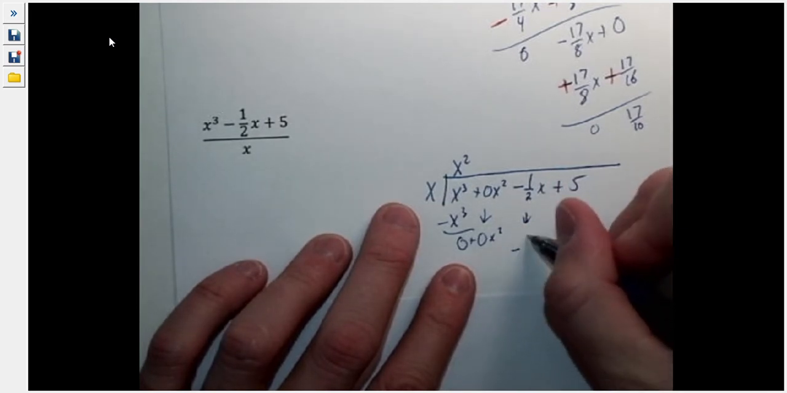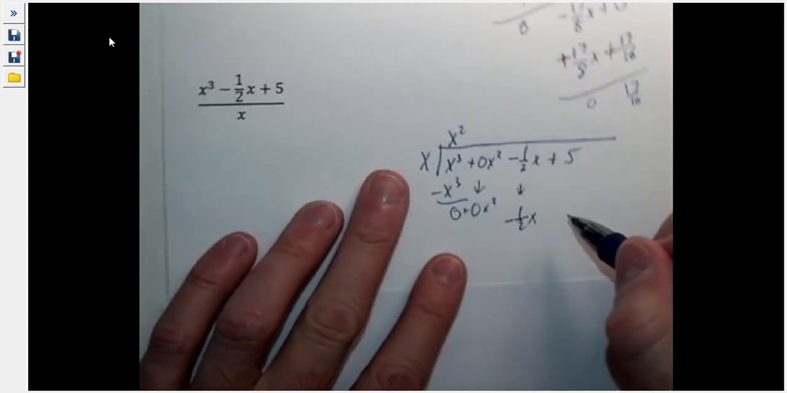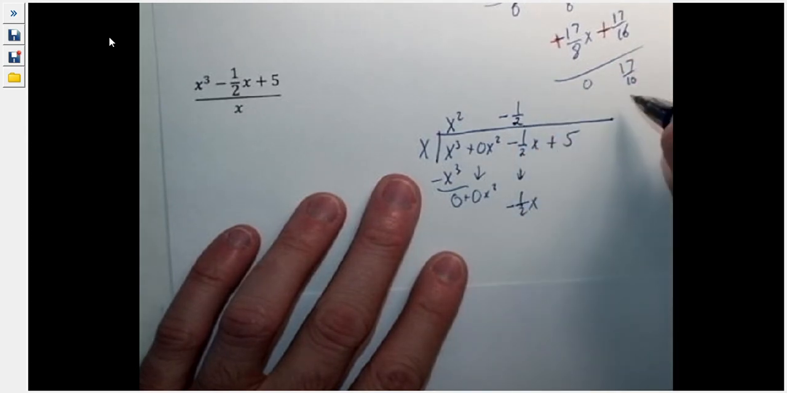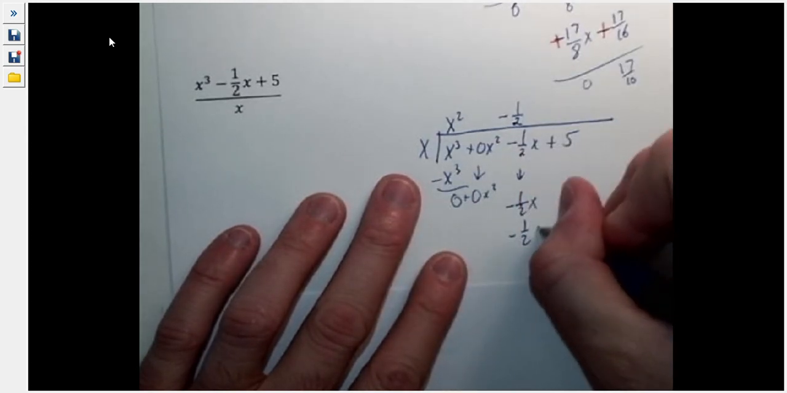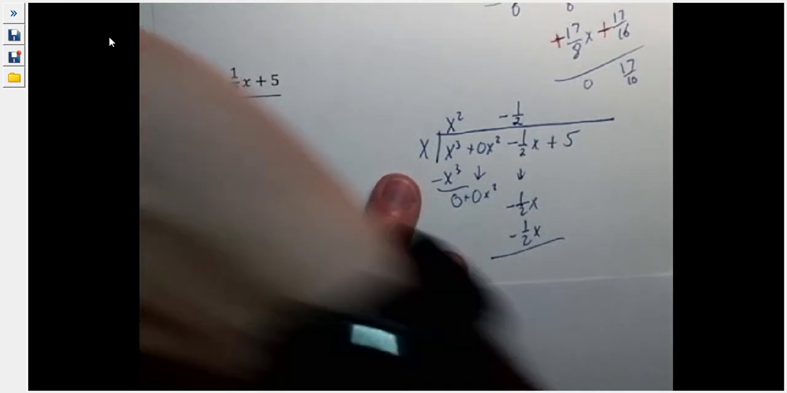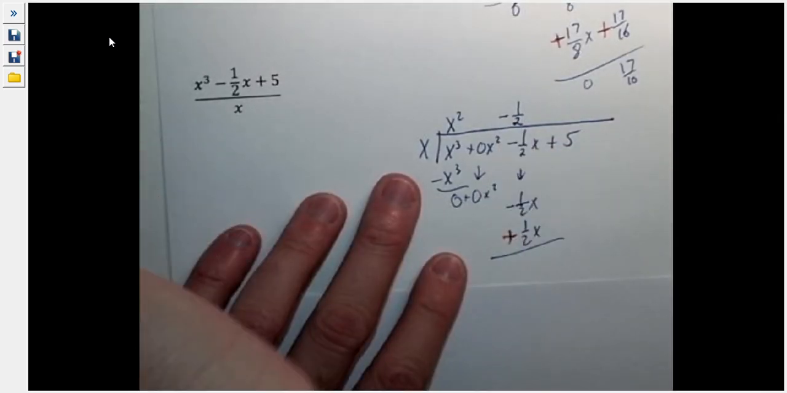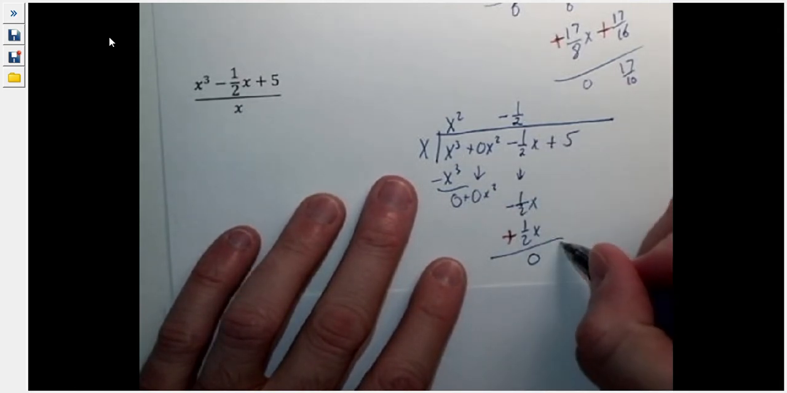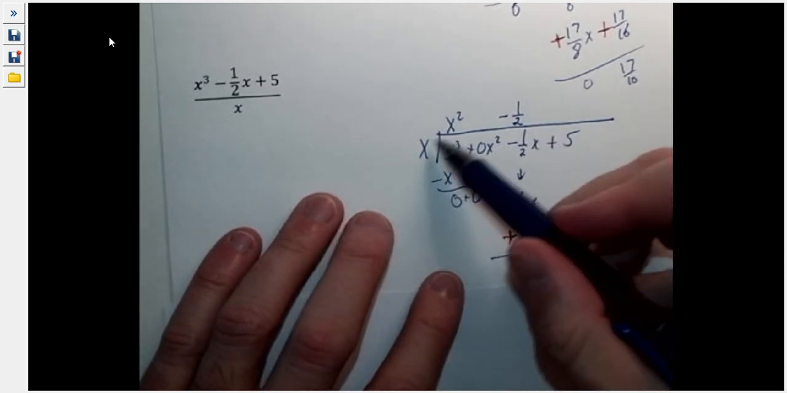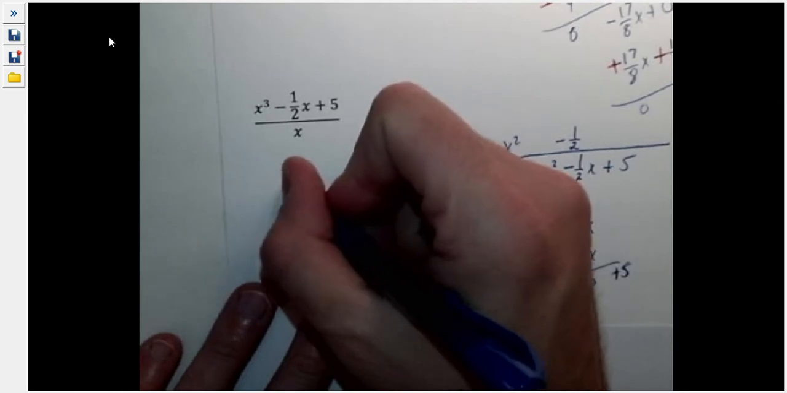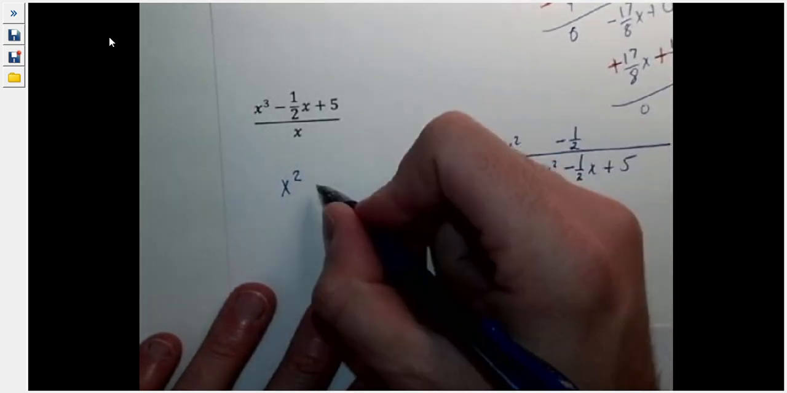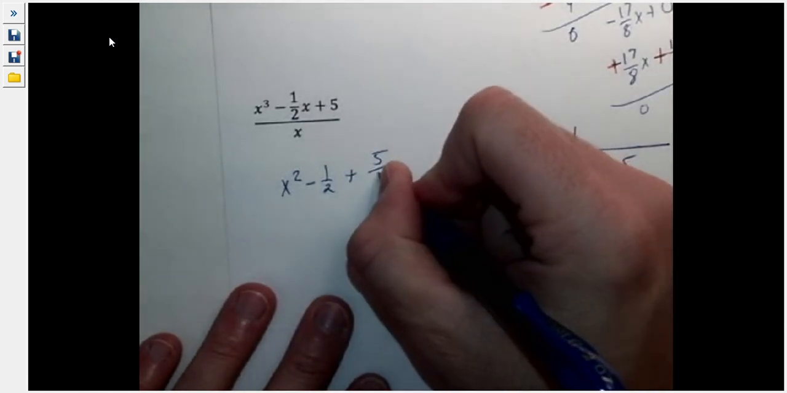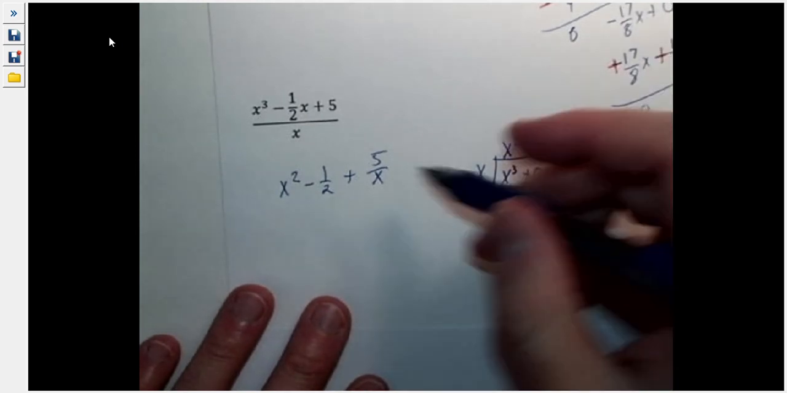So we have negative 1/2 x. So what times x will give me negative 1/2 x? Negative 1/2. So negative 1/2 times x is negative 1/2 x. Change the sign, and then we get 0. And then our last term, if we bring it down, plus 5, that is our remainder because there's nothing that can go in. So this is going to be x squared minus 1/2 plus 5, which is a remainder, over x. And that's our answer.